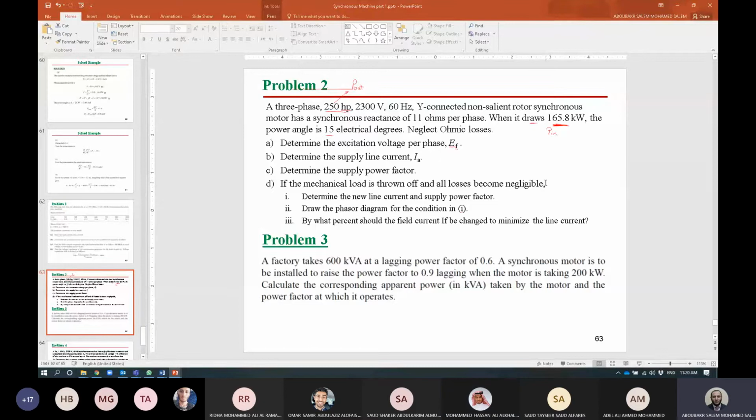So the losses are neglected. So we can say now P input equals 0. Requirement number 1: determine the new line current and supply power factor. We need to calculate the current and power factor.